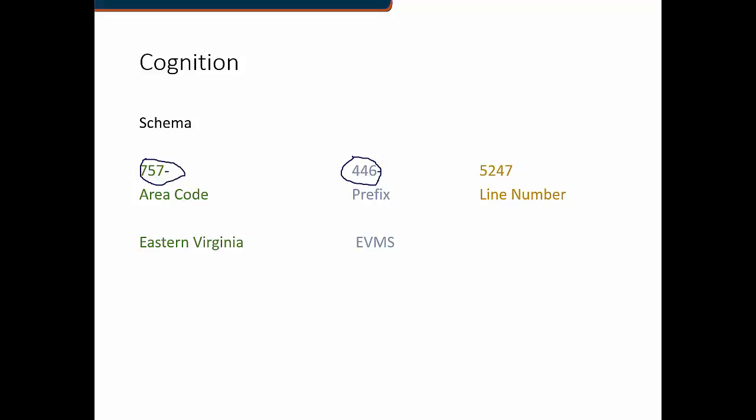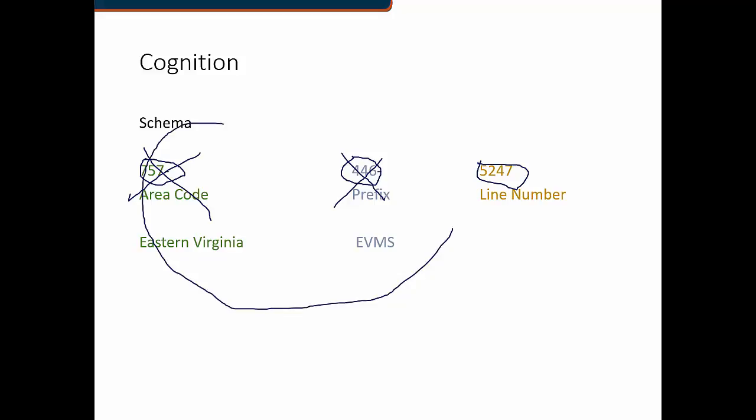But these are chunks of information, and this is my phone number, 5247 at work. This is a line number, and if you work at EVMS on campus, you don't need to remember this because you know you're in Virginia. You don't need to remember this because you know you're at EVMS. You just need to remember this. But all of this is sort of implied in that number. And this is like the automaticity of expertise, where you get really good at something and it becomes automatic.